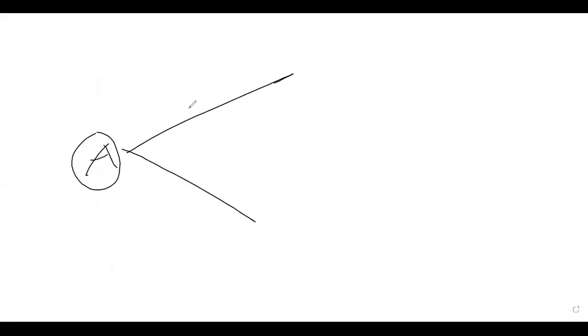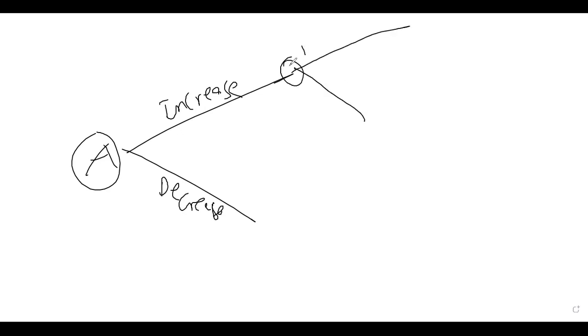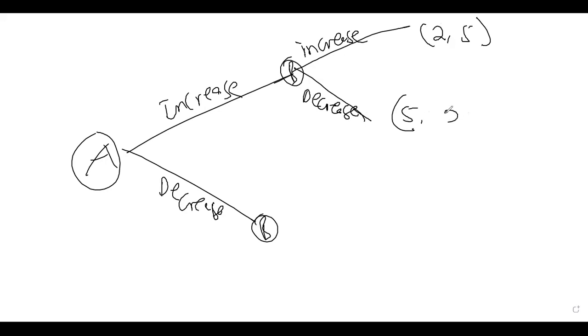Okay. So firm A is the leader. So we have increase and decrease. Remember that the question says, and so we have firm B here, firm B here. Remember that if both of them increase, the question says that firm A will get 2, firm B will get 5. If firm A increases and firm B decreases, firm A will get 5 and firm B will get 2.